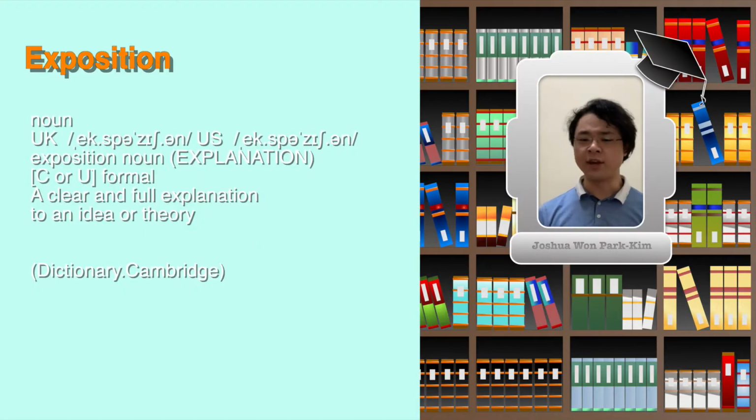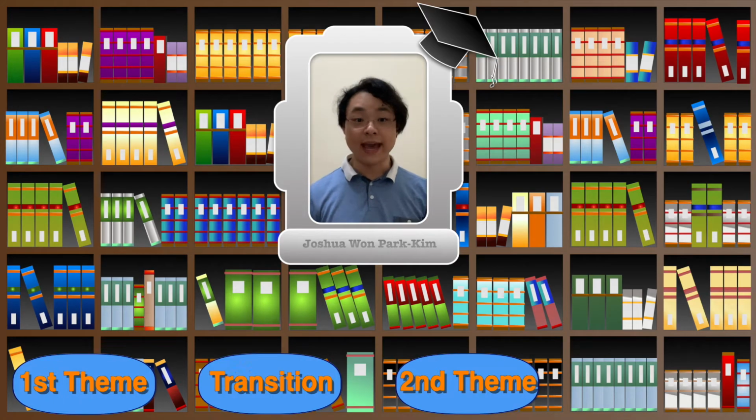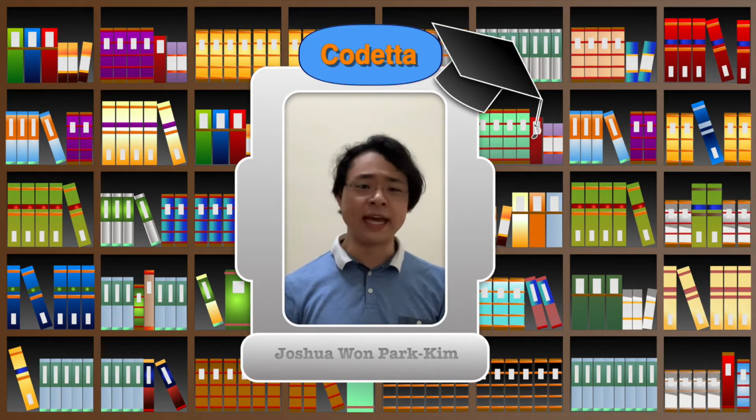Exposition: a clear and full explanation of an idea or theory. Exposition is basically the main part of this composition. The entire sonata predominantly focuses on this exposition because it's like a motherboard in a computer. The exposition contains two themes, with a transition in between and a codetta. Codetta is like a conclusion, so if there's a codetta in an exposition, it's kind of like a conclusion of the exposition.